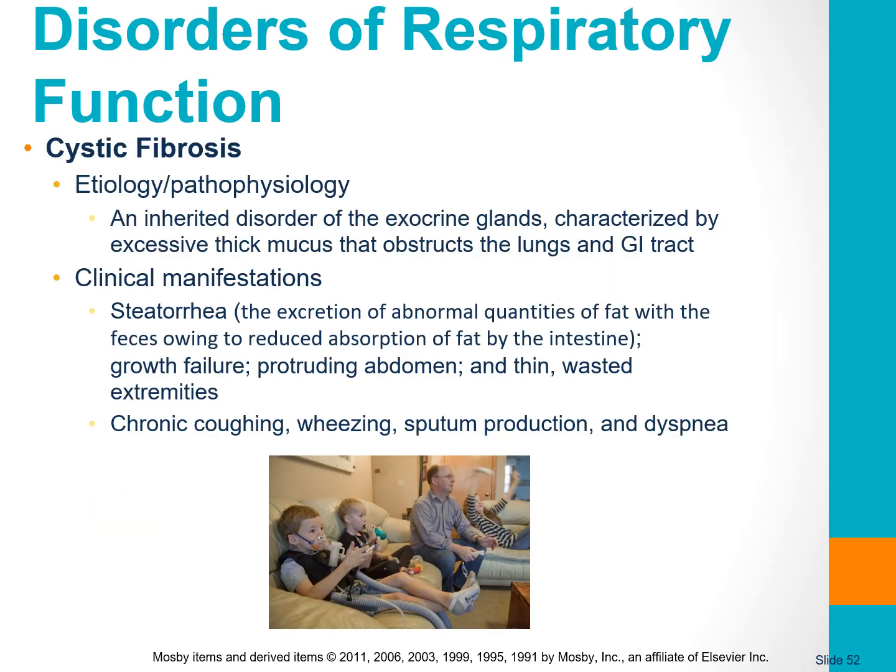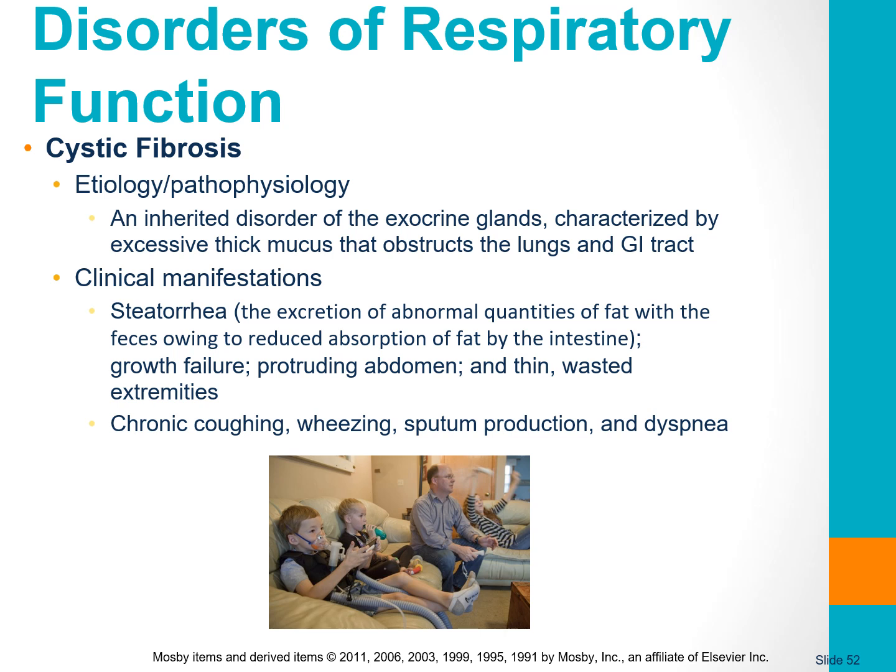Okay, what is cystic fibrosis? This is an inherited disorder of the exocrine glands characterized by excessive thick mucus that obstructs both the lungs and the GI tract. So it's commonly thought of as only a respiratory disorder. We classify it in here so that you can remember it, but it is important to understand that it affects all mucus in the body, okay? So this is a genetic disorder that makes the mucus in the body, in the lungs, and the GI tract thicker.